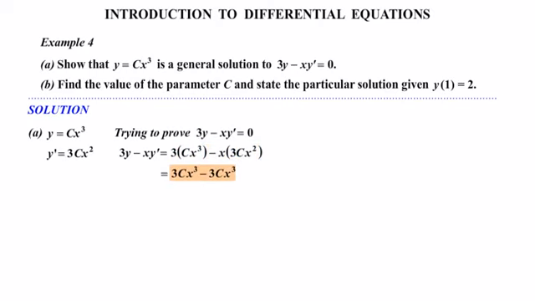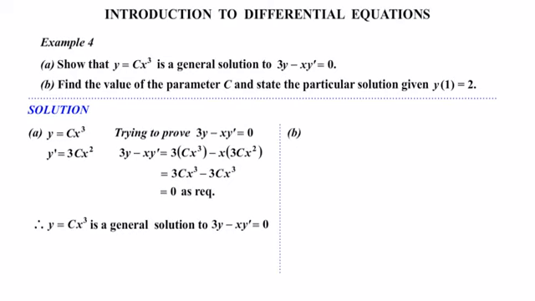Exactly the same expressions subtracted from each other. So that's going to be equal to 0 as required. So therefore y equals cx cubed is a general solution to that differential equation. Now let's have a look at part B.